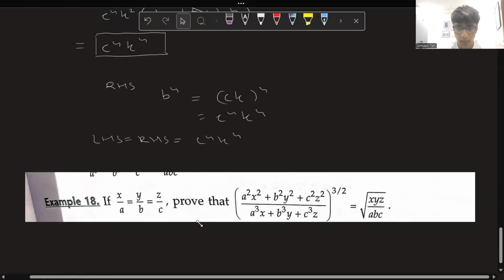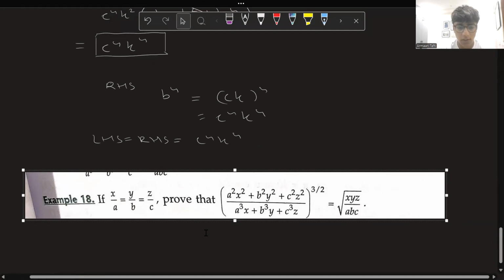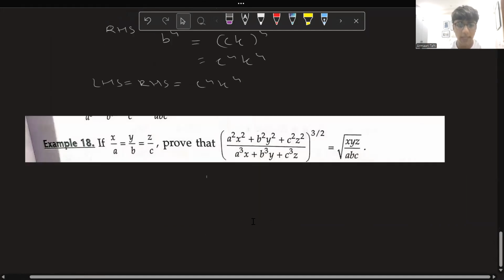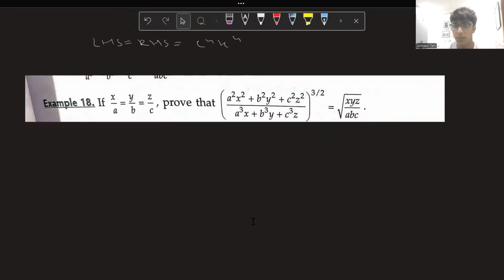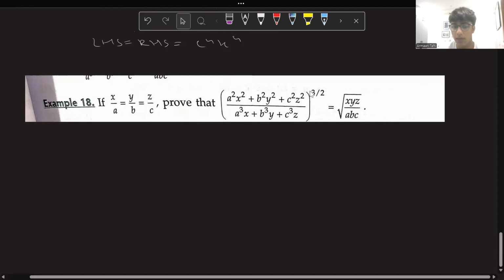So here we go. We've been told that x by a equals y by b equals z by c, and we've been asked to prove this complex looking equation. But this is not a very tough question, and I'll just show you why. It may look tough because you see the power 3 by 2, but everything simplifies really nicely.